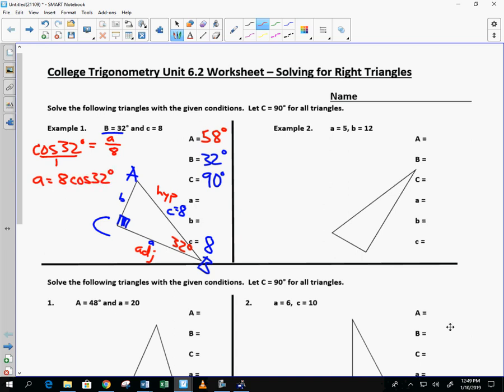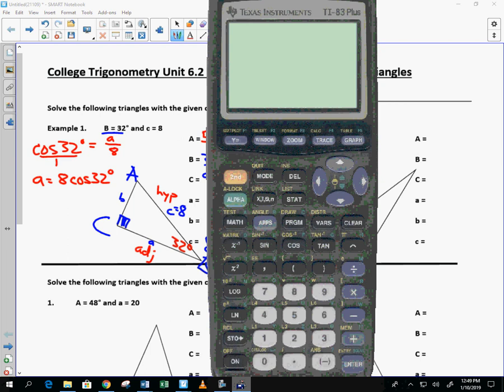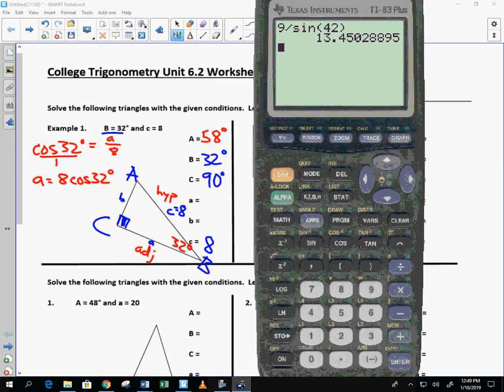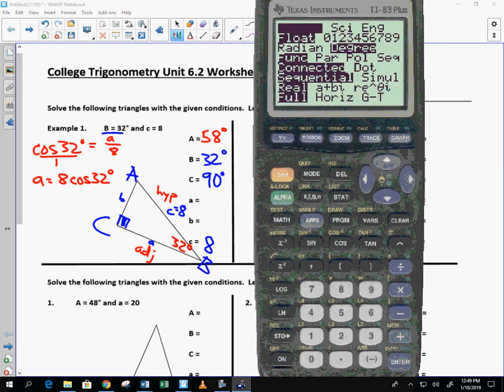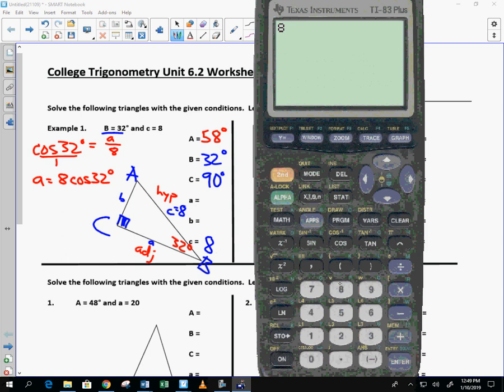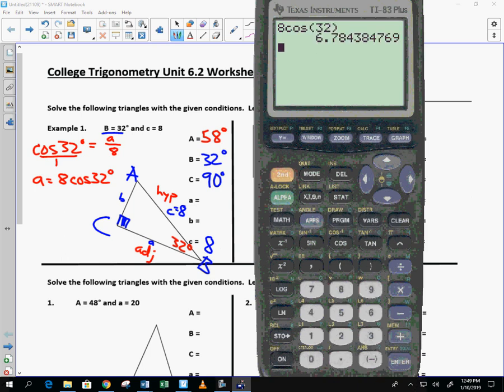I've not memorized the cosine of 32. I need my calculator. I make sure I'm working in degrees. I do 8 cosine 32. Enter. Boom. 6.78.